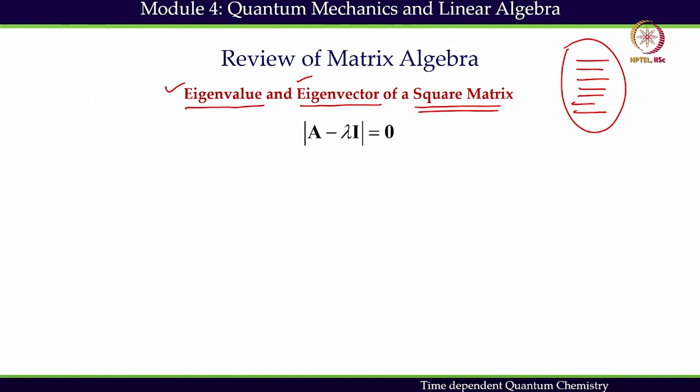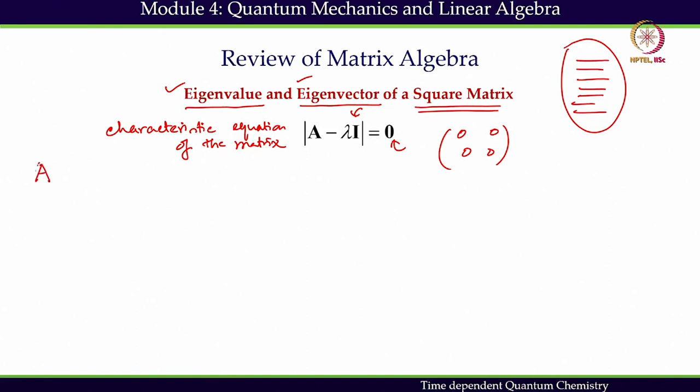The eigenvalues of a matrix can be computed using the characteristic equation of the matrix. This is called the characteristic equation. And this is the identity matrix or unit matrix I, and this is the zero matrix or null matrix where all elements are zero.